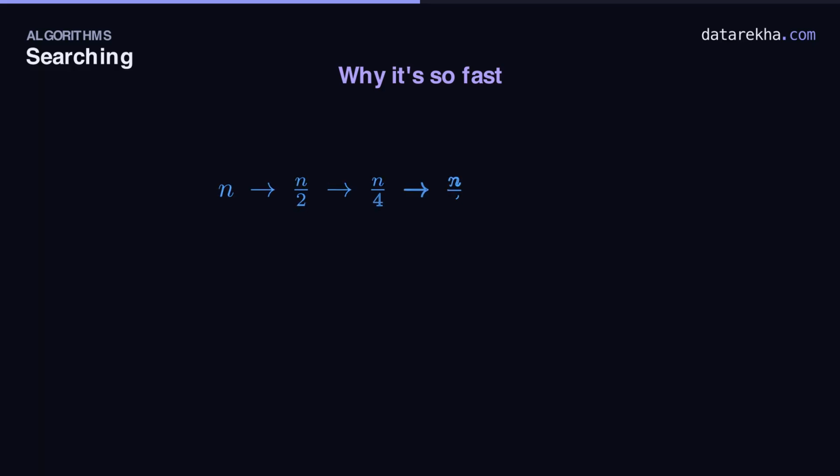Why is halving so powerful? Every comparison deletes half of what remains. So the size of the search space marches down like this: n, then n over 2, then n over 4, over 8, until only one box, or none, is left. The number of halvings needed to shrink n down to 1 is log base 2 of n. That is the whole reason binary search is order log n, while linear search is order n.